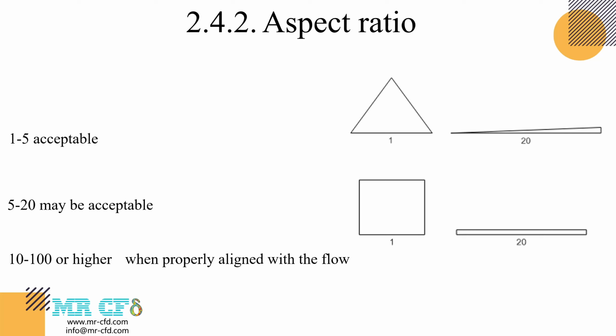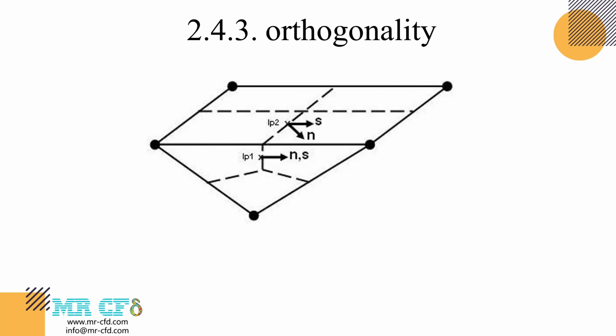Now let's turn our attention to orthogonality, another essential metric for evaluating mesh quality in computational fluid dynamics. Orthogonality measures how close the angles between adjacent cell faces or edges are to the ideal 90-degree angle. For structured meshes and hexahedral elements, orthogonality quantifies the alignment between the vector connecting adjacent cell centers and the normal vector to the shared face between those cells. Ideally, these vectors should be perfectly aligned.